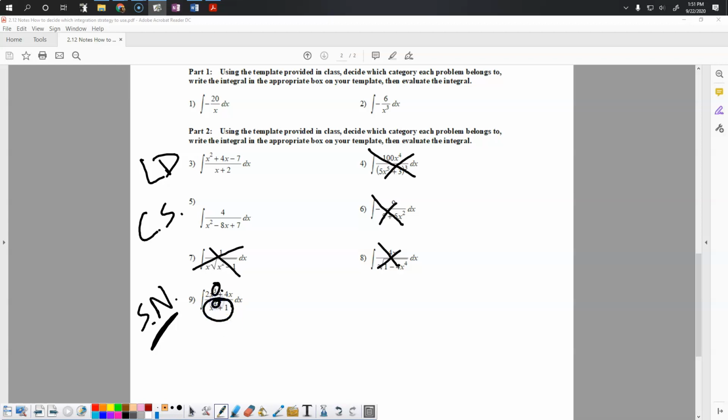We take the derivative of that, right? And that's going to be 4x cubed, so we're going to have this, right?